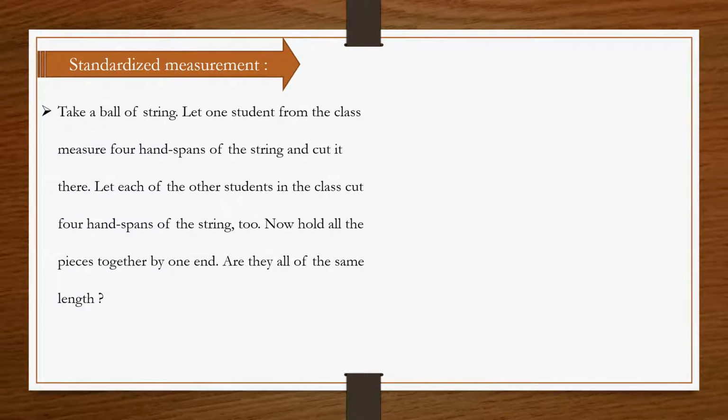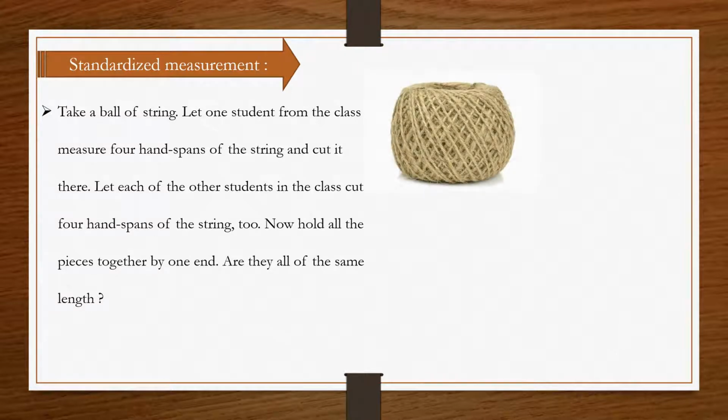Now students, we will understand about standardized measurement. For that, we will do one activity. Now you can take a ball of string. Let one student from the class measure 4 hand spans of the string and cut it there. Then let each of the other students in the class cut 4 hand spans of the string too.